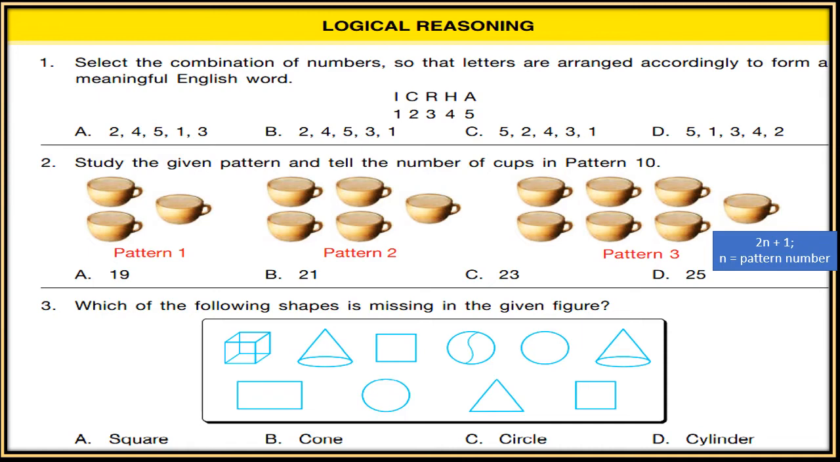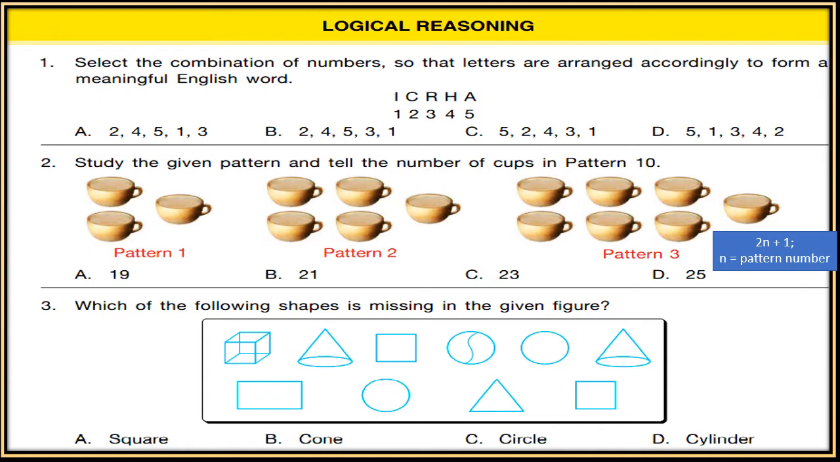Question 1. Select the combination of numbers so that letters are arranged accordingly to form a meaningful English word. Now, from option A, B, C, D, you have to select correct combination of numbers so that the given letters I, C, R, H, A are arranged in such a way that it forms a meaningful English word. So first form a meaningful English word from the given letters and then choose the correct series of the numbers.